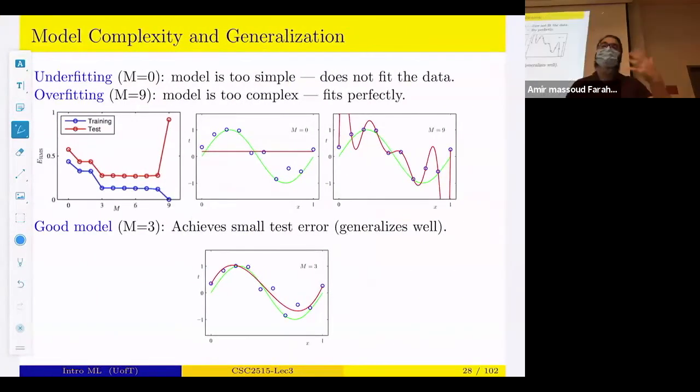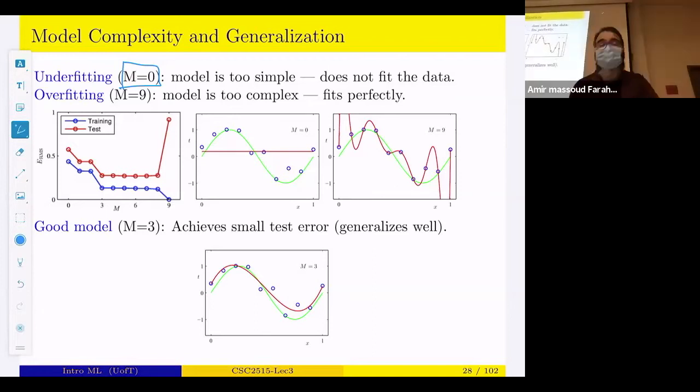We talked about overfitting and underfitting in the first lecture, but let's talk about it in this context. When m was equal to 1, we have underfitting. The model is too simple and it does not fit the data well. Overfitting is that the model is too complex. It fits the training data perfectly, but it doesn't generalize well.